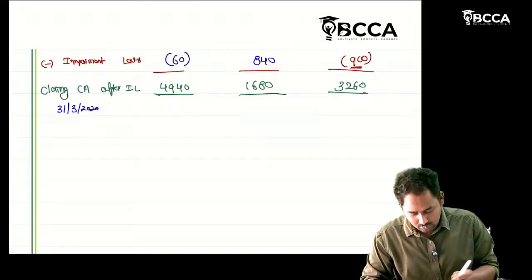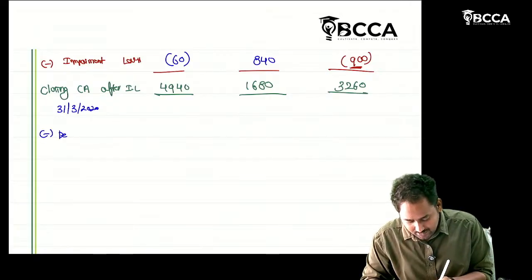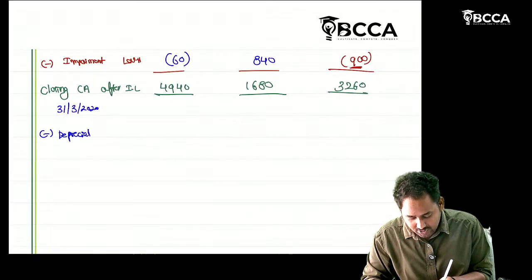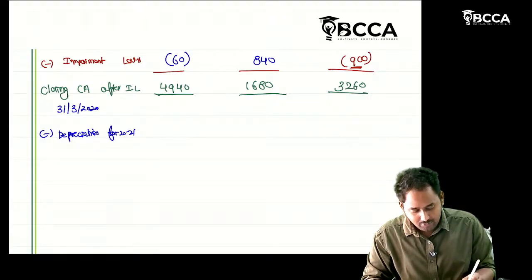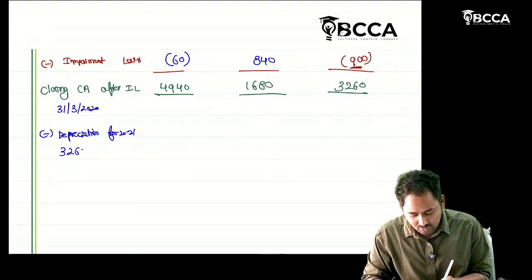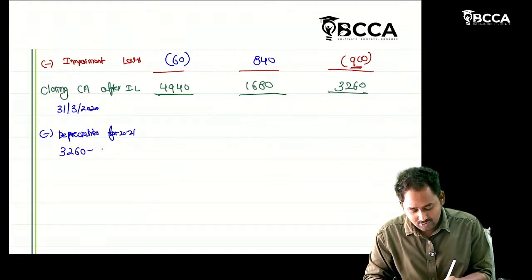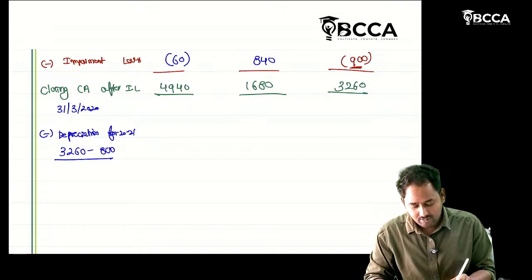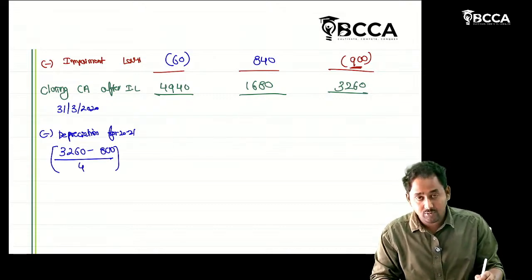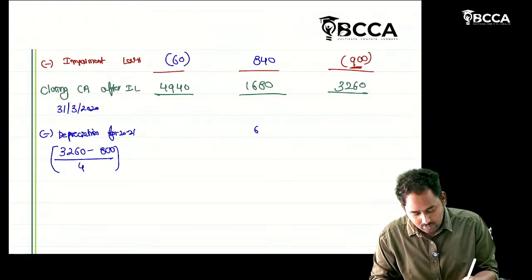Then minus depreciation for 2021. Now tell me the depreciation. 3260 minus how much? 800, over 4 years. This is the remaining expected useful life. 615.